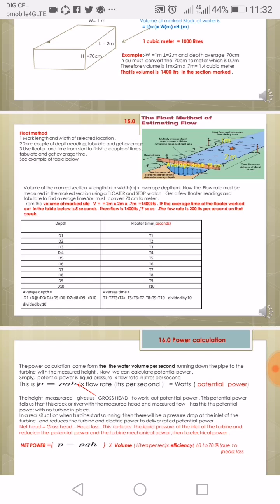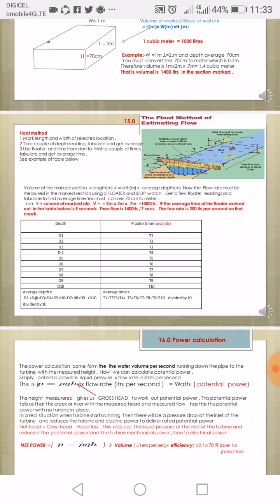Now you have some volume inside of this area, 1,400 liters. So how much moves through this area per second? You don't know yet how much per second moves through. But you have some volume here, and 1,400 liters of this area.